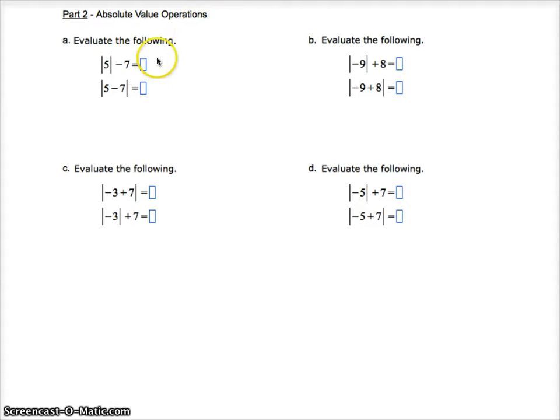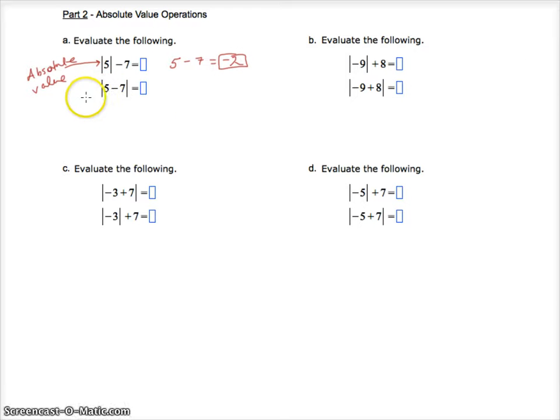So what we're going to include now is math operations with the absolute value bars. What we need to remember is that the bars mean to find the absolute value. So we're going to find the absolute value of 5 first. It says the absolute value of 5 minus 7. Well, the absolute value of 5 is 5, and then we'll do minus 7. 5 minus 7 is negative 2, and that's going to be our solution that we enter.